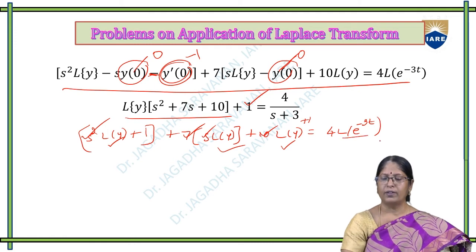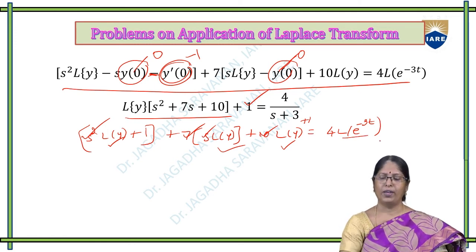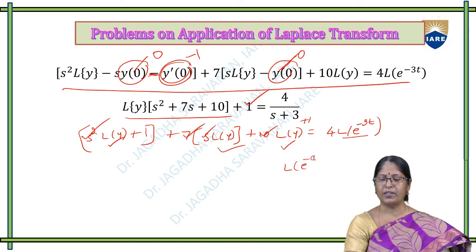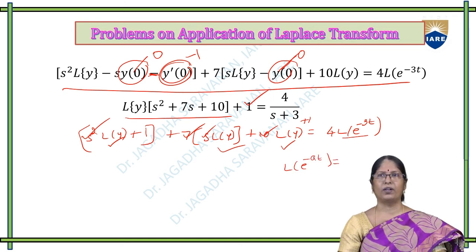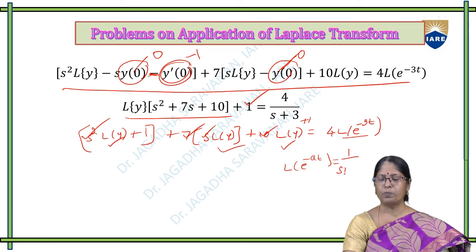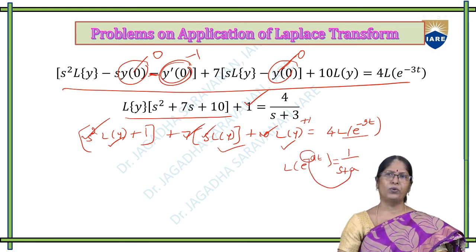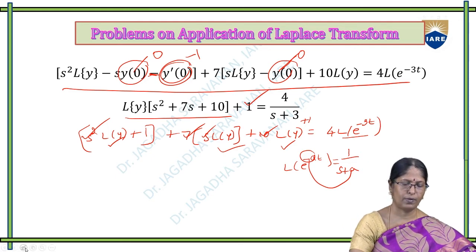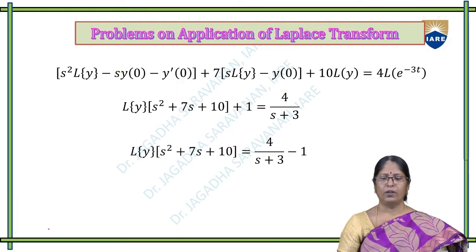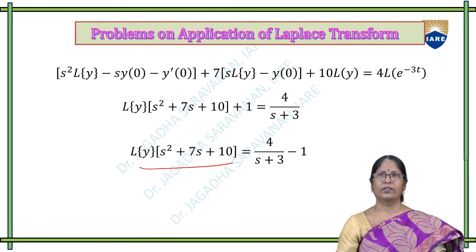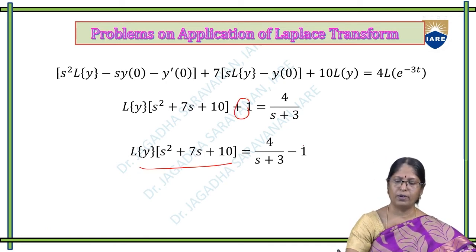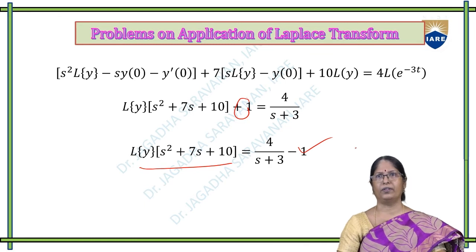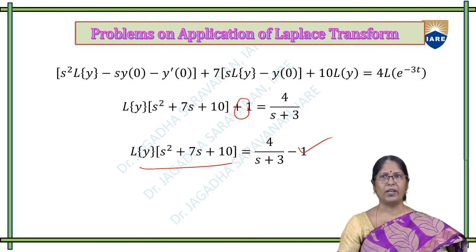And here, in Laplace transform, L of e power minus at, we can remember simply as 1 by s plus a. Just the opposite sign will play a role. So these are simple techniques to remember the formulas. Now completely this is the one, and plus 1 we push to the right hand side. Then it has become minus 1.